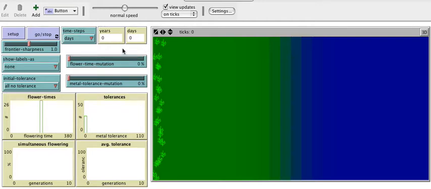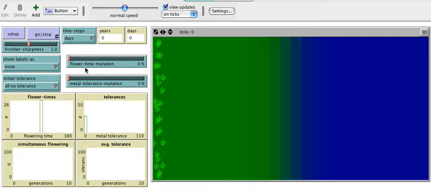This is the plant speciation model. When you press setup, plants will appear on one edge of the screen. All these plants have two traits that they inherit: the time of year that they will flower and the amount of tolerance that they have for heavy metal in the soil.